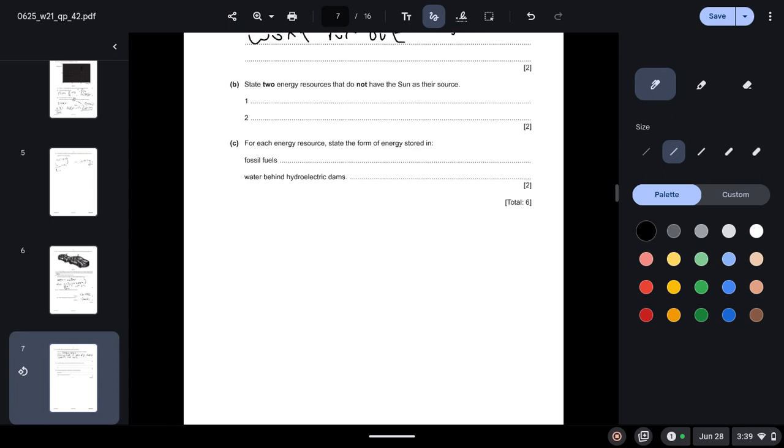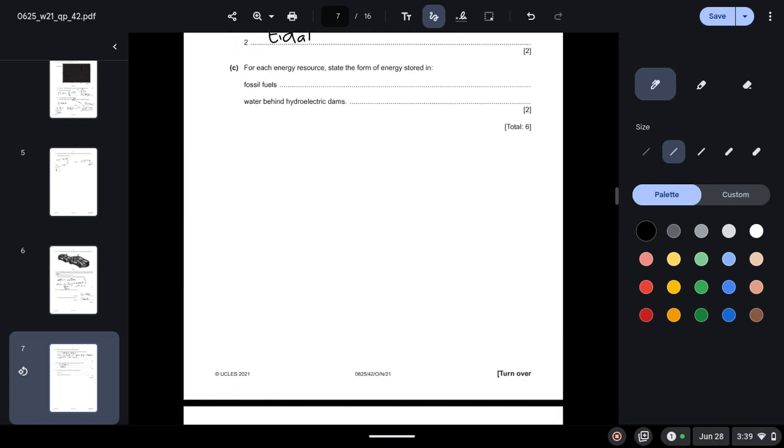State two energy resources that do not have the sun as their source. So you can write any two, like nuclear and tidal. These two sources do not use the sun. For each energy resource, state the form of energy stored in. So fossil fuels have chemical energy, and water behind hydroelectric dams have gravitational potential since they are stored at a certain height. Hence why they have gravitational potential energy.